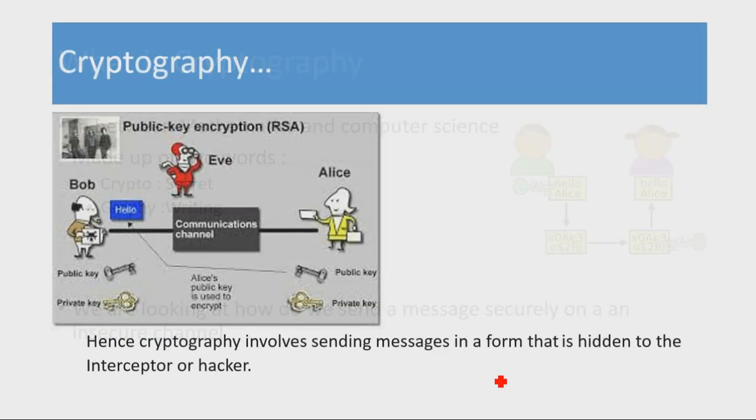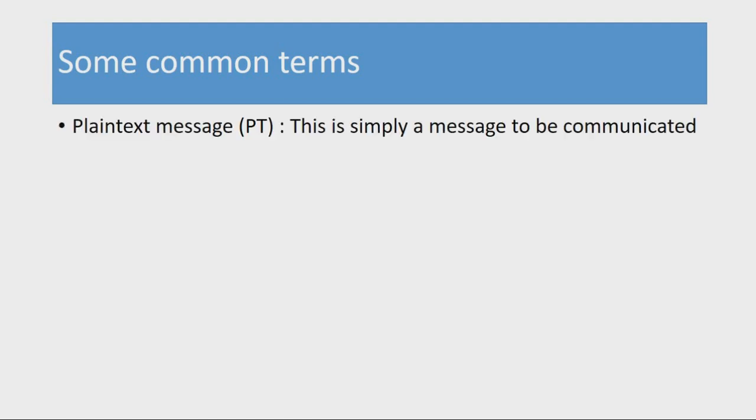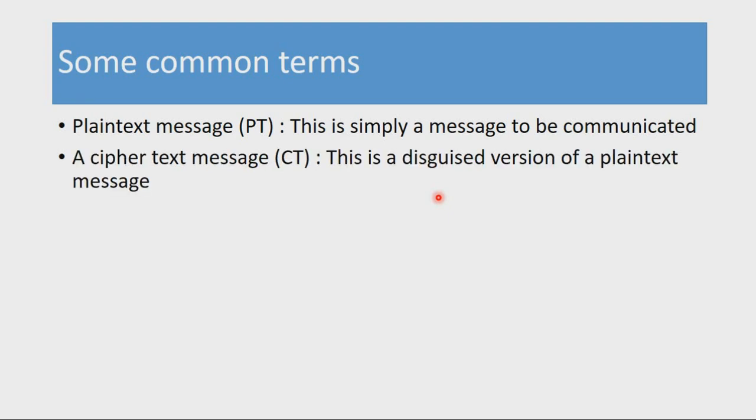Now, let's move on to some of the common terms that are used in cryptography. The first one is a plain text message. A plain text message is simply a message to be communicated. In the case of the previous diagram, our plain text message was hello Alice. That's simply the message that Bob was trying to send to Alice. The next is a ciphertext message, which is simply a disguised version of the plain text, or the version after the message has been changed. That new form, the X0AK3 or $, and all those other symbols, that was the ciphertext. It's the text after it has been changed.